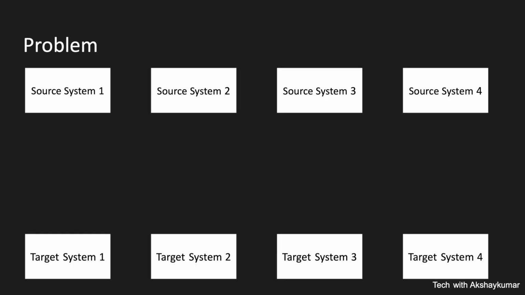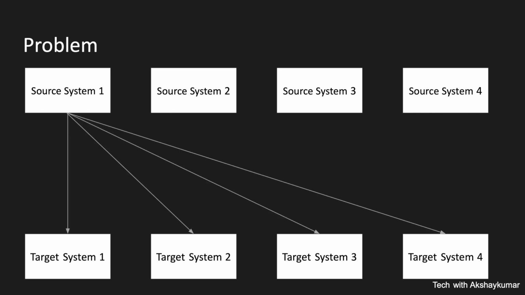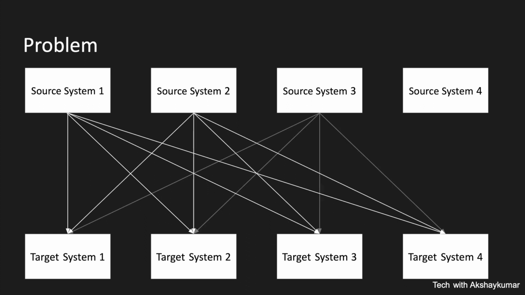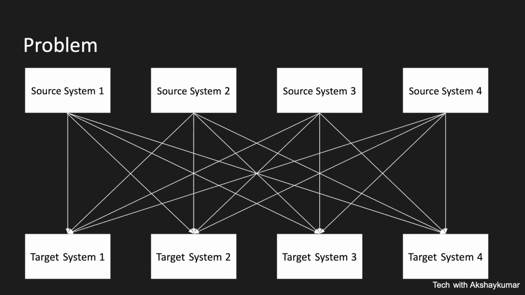But what if I have 4 source system and 4 target system? In that case, for each source system, I need to have 4 integrations to connect to the target system. And the same applies to the second, third, and fourth source system. Then the problem still doesn't end here. What if I wanted to add a new source system or target system? Then I need to have 5 integration for this new system, and I need to update one more integration for all the old source system to make it 5, which is very complex.